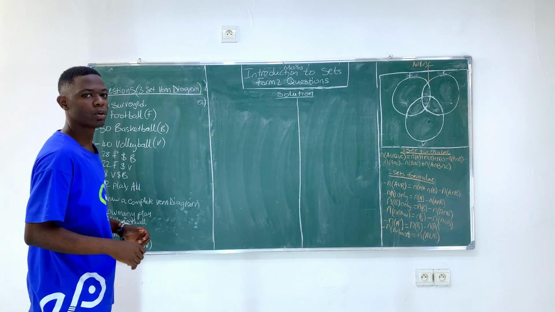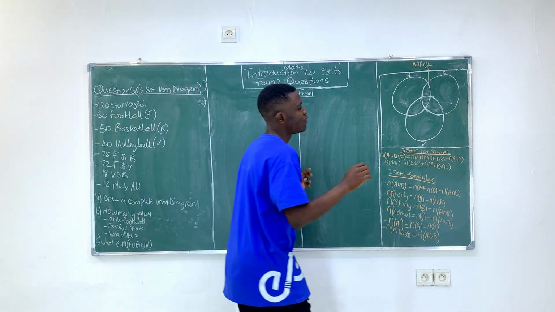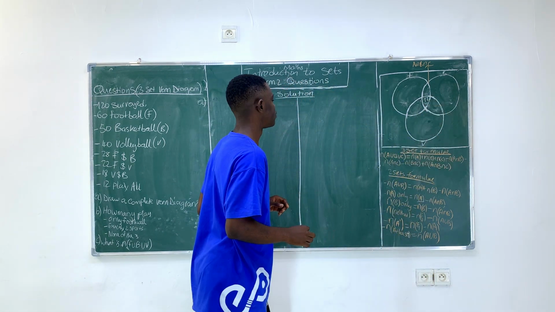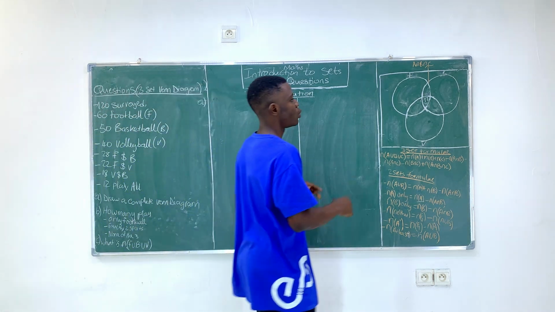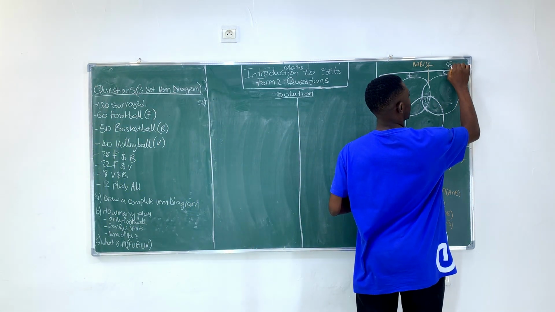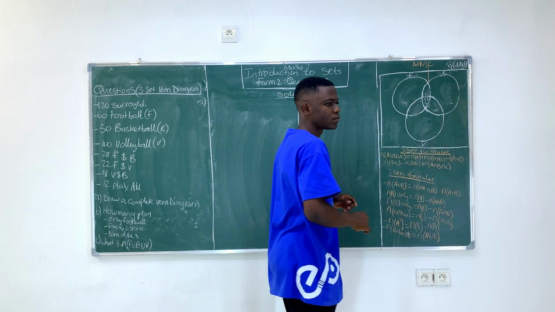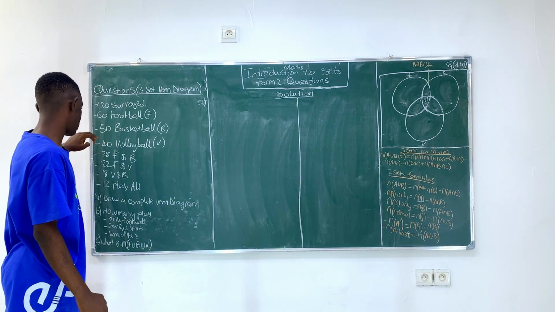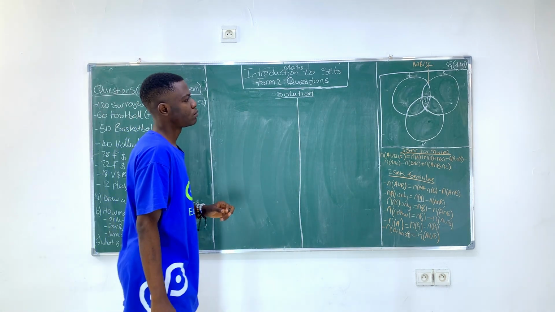So let's tabulate what we already have. Twelve play all three. So what do we have? 180 people were surveyed, so we have our universal set as 180. What else do we have? 60 people play volleyball. That is all.